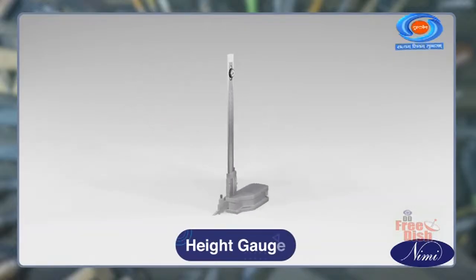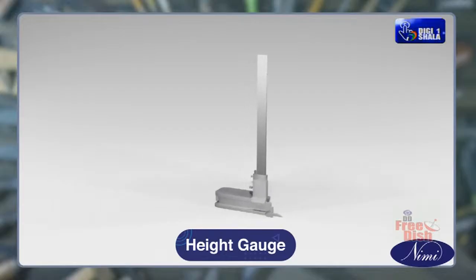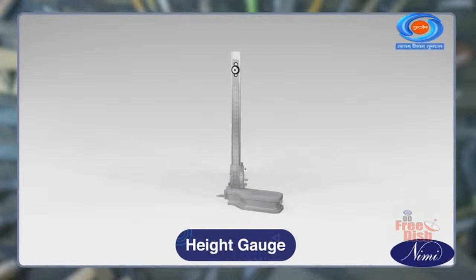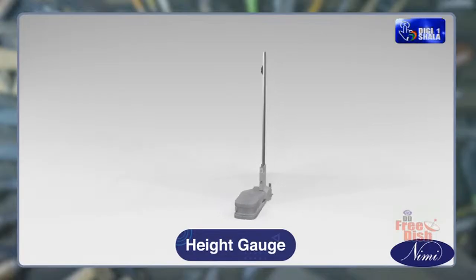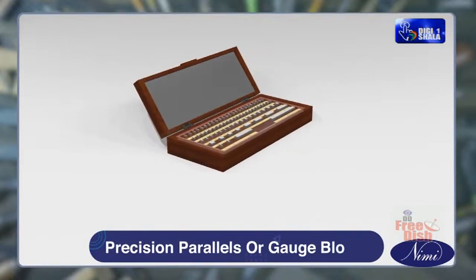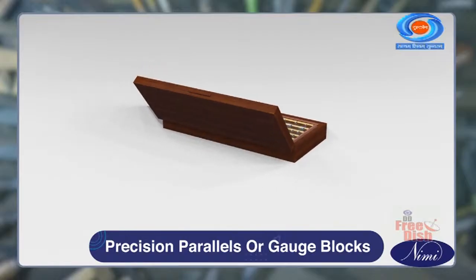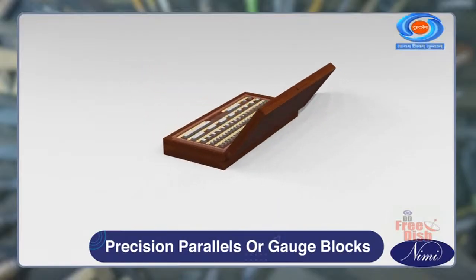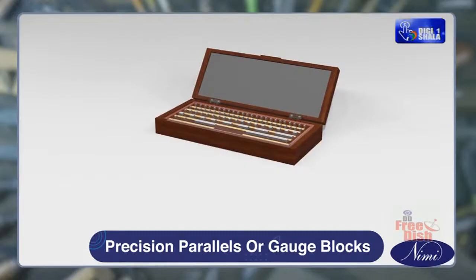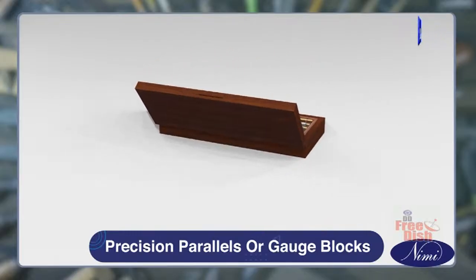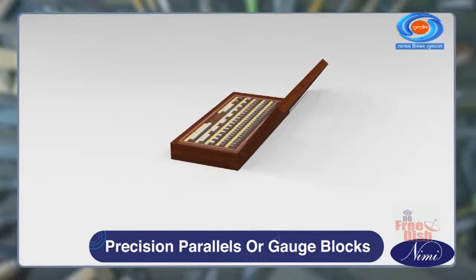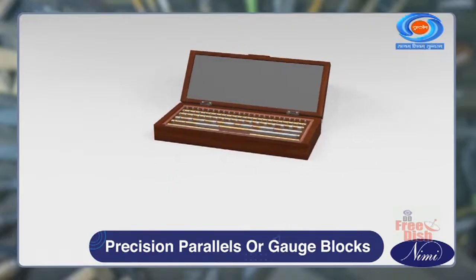Height gauge. It is a special precision equipment used to measure the vertical height of the job by using a beam, base and scriber. While measuring, the gauge is placed on the surface block, which is used to give a datum to the base. Precision parallels or gauge blocks. In these, accurate gauge blocks are used as joining equipment while measuring the angle and height of the job, etc. While working, a special property called ringing is used to align the blocks.